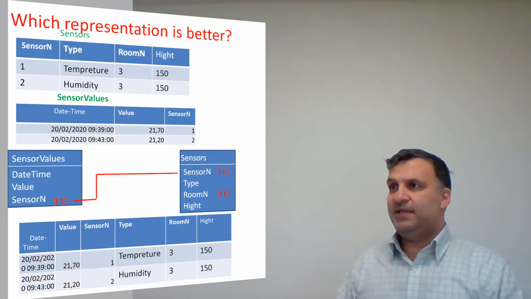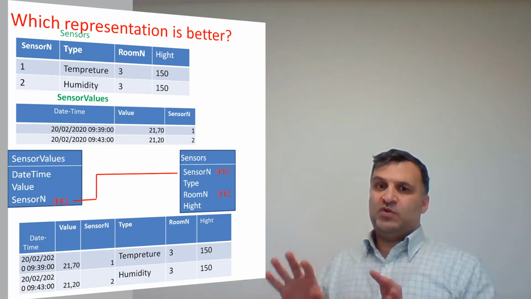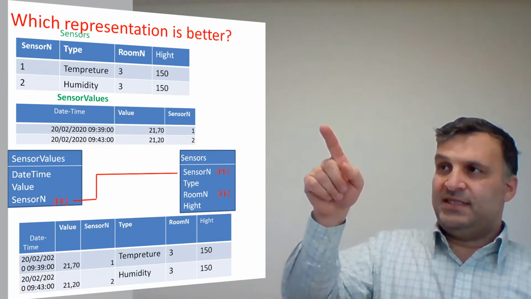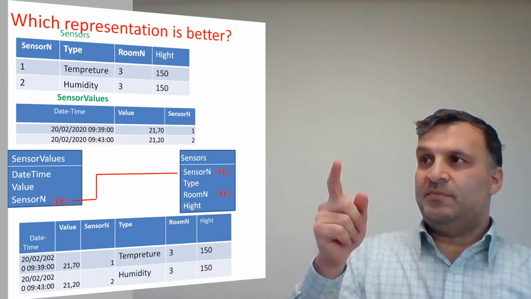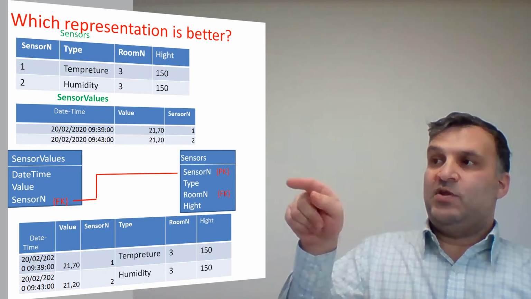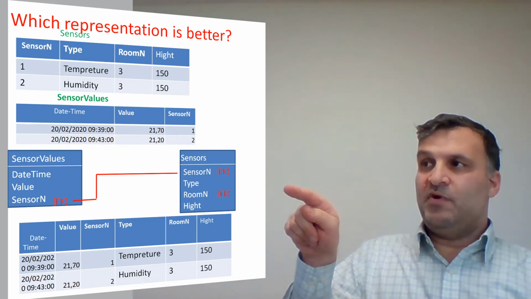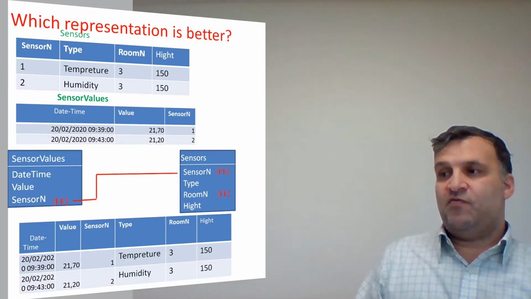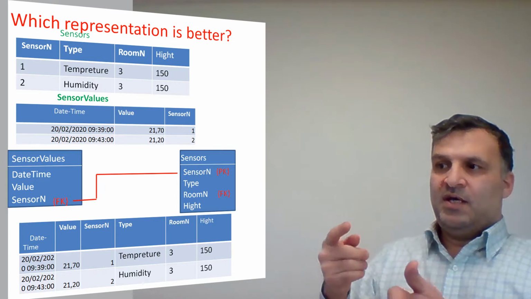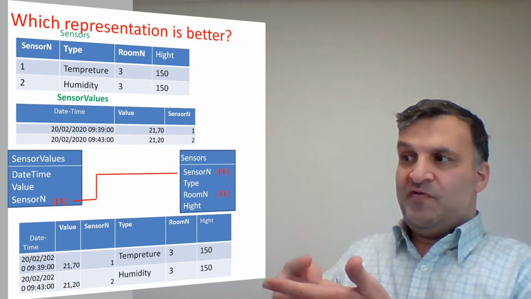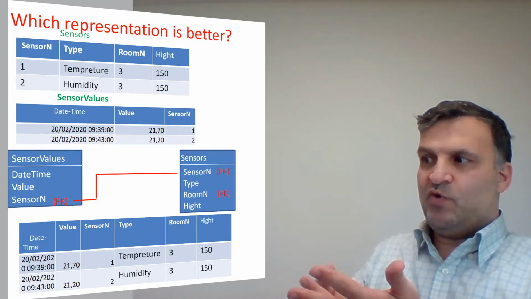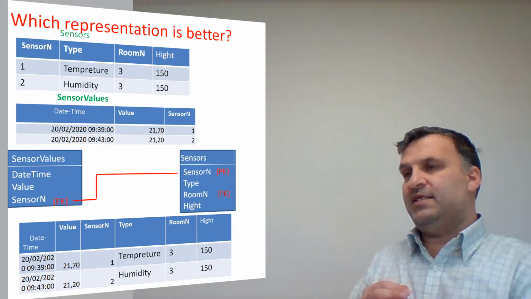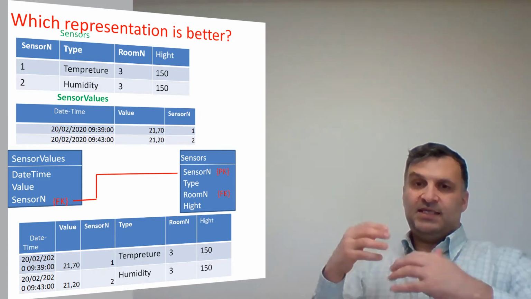Which representation is better? Is it better to separate tables or to merge them together? For example, in the first case, we can see that we have sensor number 1, sensor number 2, and we have another table for the sensor values. At the bottom, we can see that we have one table in which we have the date time, the value, the sensor number, the sensor type, the room number, and the height at which we fixed the sensor. So which representation is better?